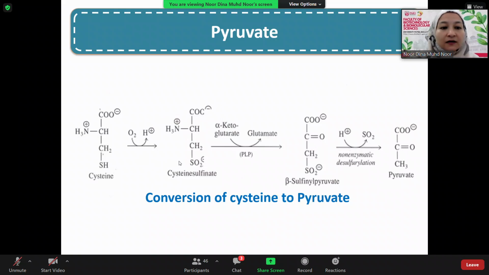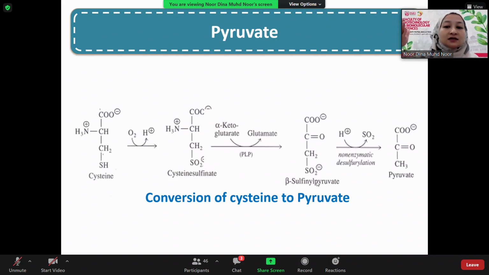So we have the cysteine, and after the oxygen is added, we have the sulfonate group on the third carbon, right? And then we have the transamination process, which produces glutamate and at the same time removes the amino group from this beta sulfonyl pyruvate. So this is the product. As you can see, after transamination, there is no more amino group from this cysteine sulfonate.